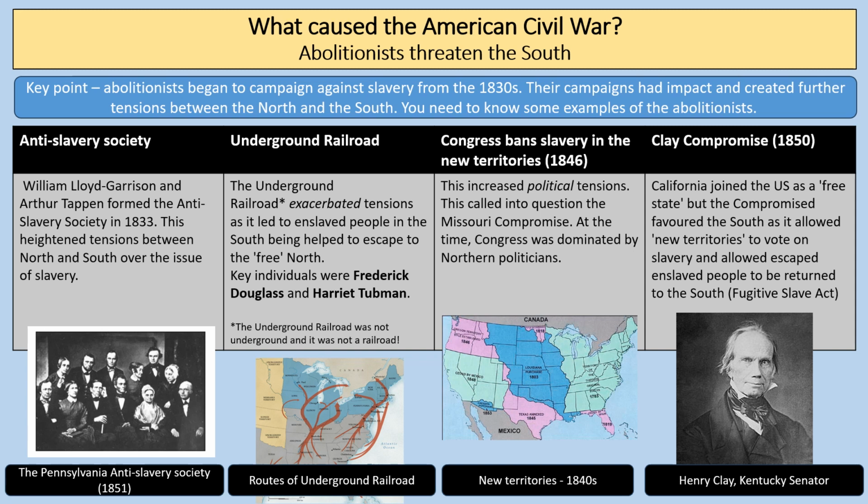Now, an absolute key event is the Clay Compromise of 1850, named after Kentucky Senator Henry Clay, pictured there. This all came to a head because California joined the US as a free state in 1850. Remember the California Gold Rush. But the compromise favoured the South as it allowed new territories to vote on slavery and allowed escaped enslaved people to be returned to the South with the so-called Fugitive Slave Act. So it definitely increased the power of Southern slaveholders and began to upset the balance that had been established by the Missouri Compromise.